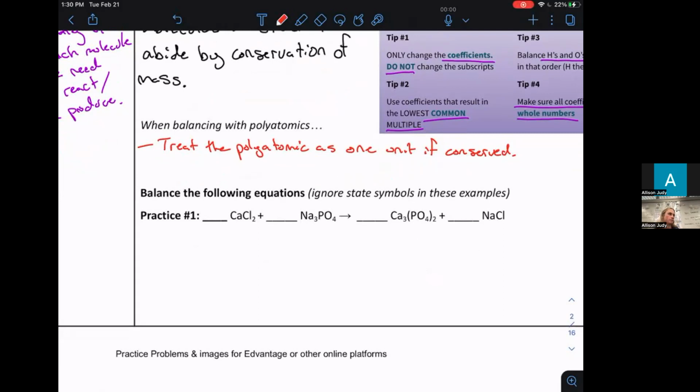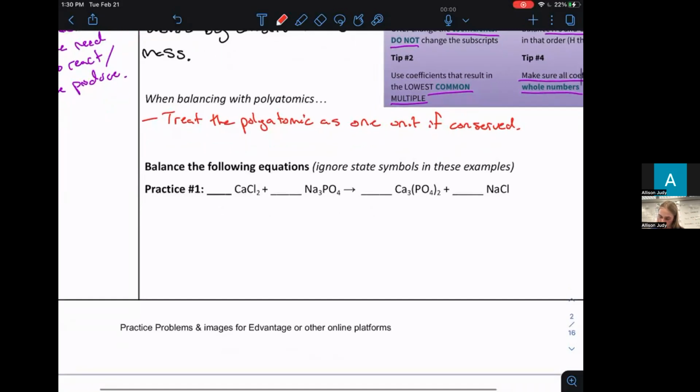But if the nitrate is being broken up and the nitrogens and the oxygens are going to different molecules, in that situation, you would have to balance the nitrogens and the oxygens individually. What does it say after "if"? Treat the polyatomic as one unit if conserved, sorry.